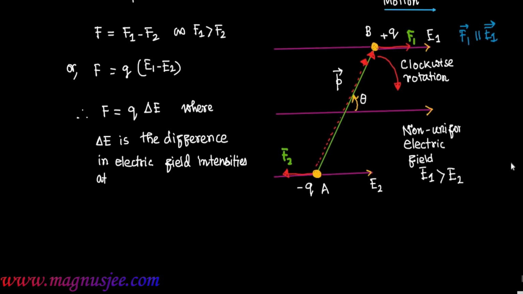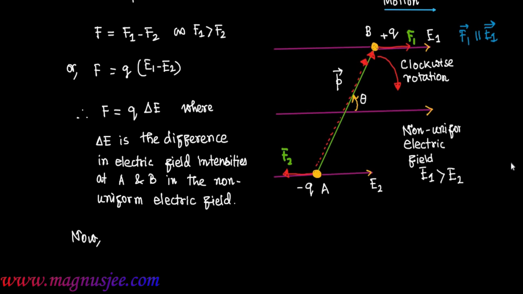Difference in electric field intensity at the points B and A, not A and B. It should be at the points B and A. The field intensity at B is greater than the field intensity at A in the non-uniform electric field. Now, delta x is the linear distance between the minus Q and plus Q charge of the dipole, or delta x is the length of the electric dipole AB.